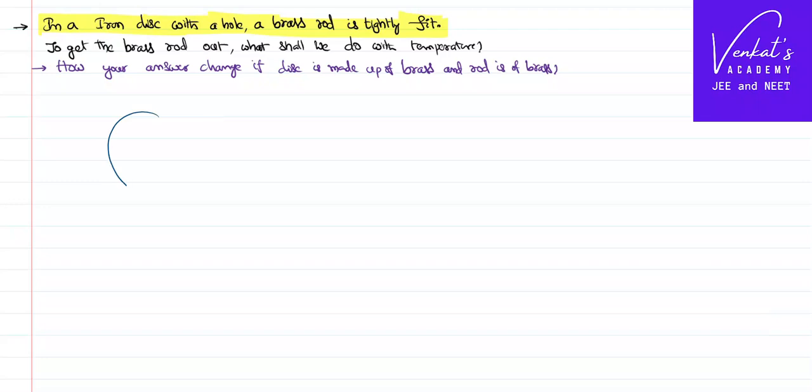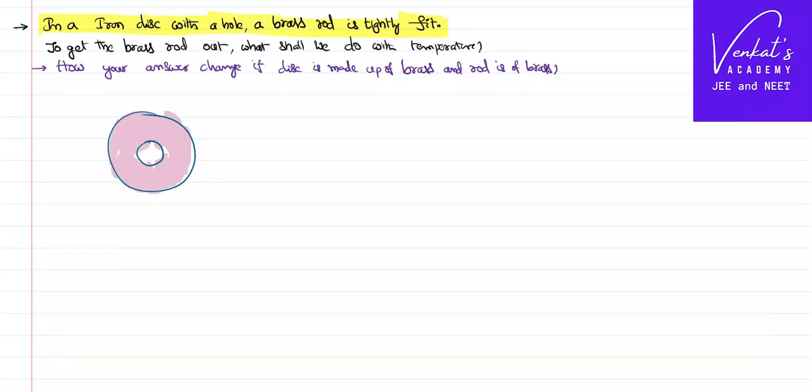There is an iron disc. I'm drawing it only in two dimensions. It's all made up of iron. There is a hole. So, this is all the iron disc, right? The pink I'm drawing, assume it is iron.